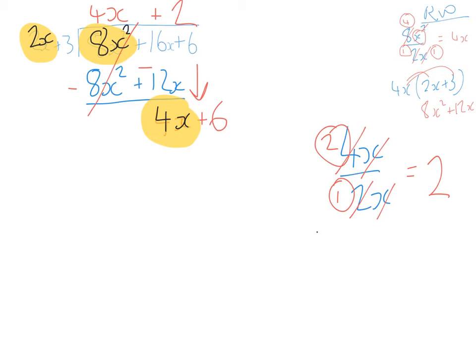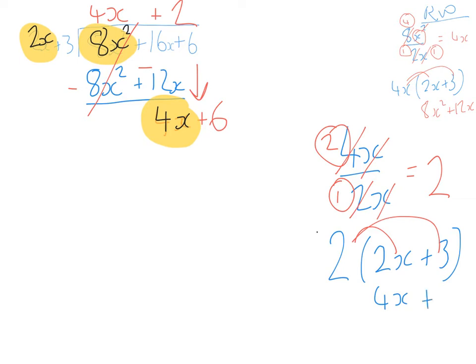So I have 2 times 2x plus 3. 2 by x is 4x, and 2 by 3 is plus 6.